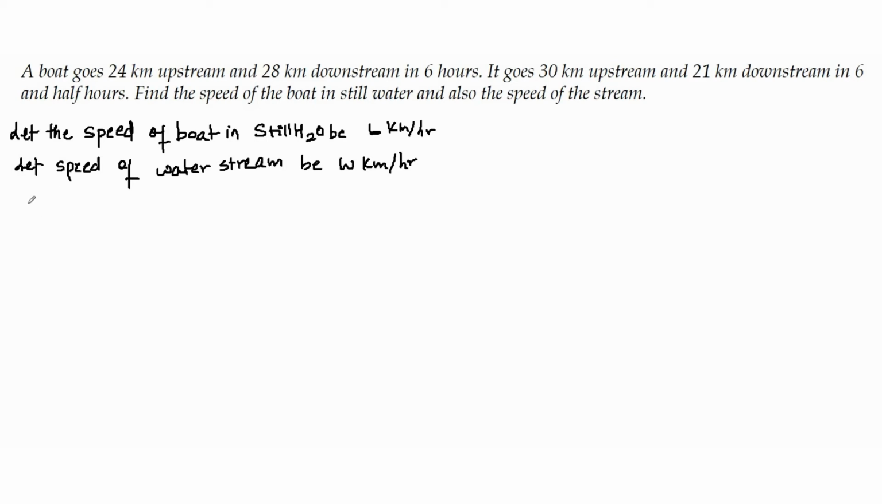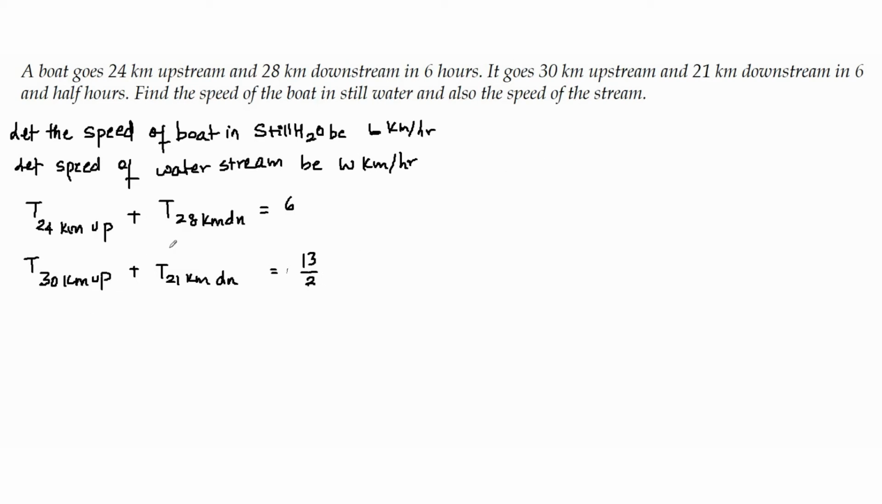Now let's see what is given. It is given that 24 kilometers upstream plus the time taken for 28 kilometers downstream is 6 hours, and time for 30 kilometers upstream and 21 kilometers downstream is equal to 6.5 hours. So 6.5 hours is 6.5. Of course you can write it as 13 by 2 as well. So let's do that. So this is 13 upon 2.